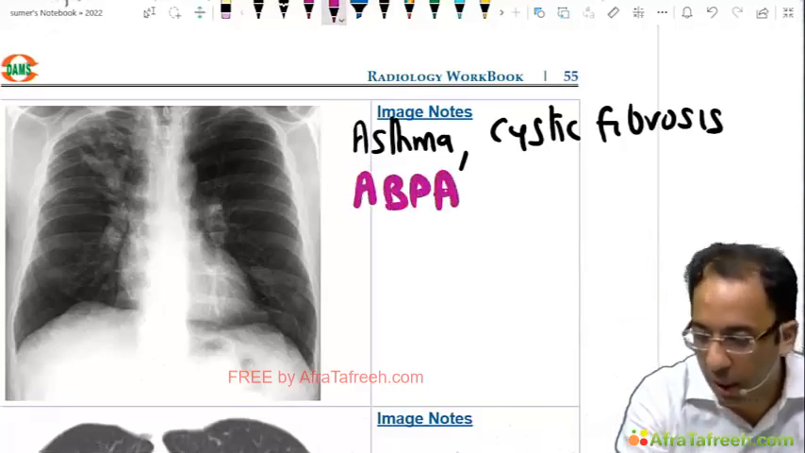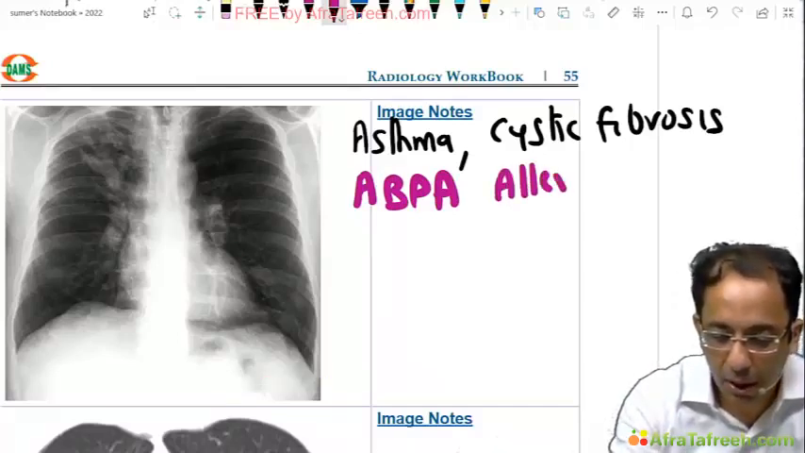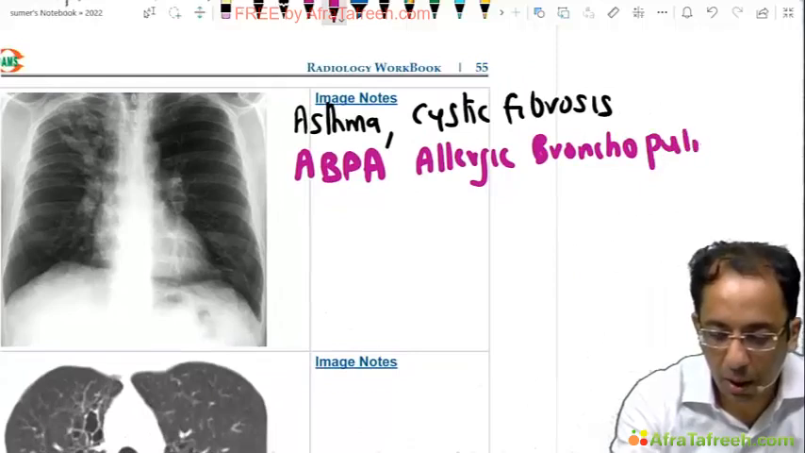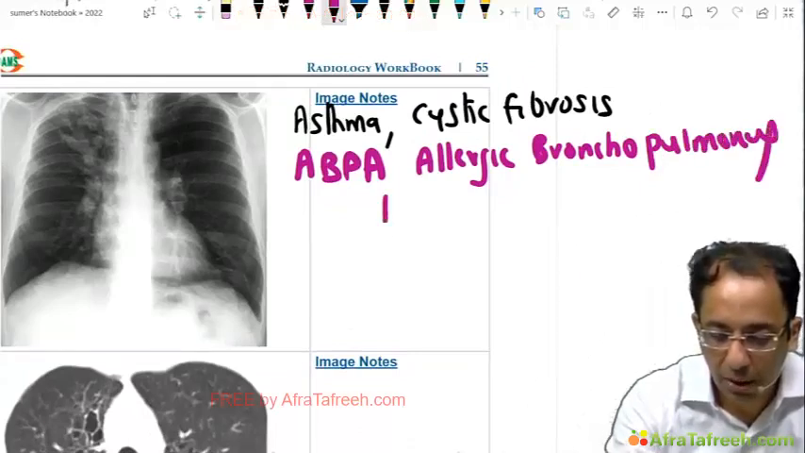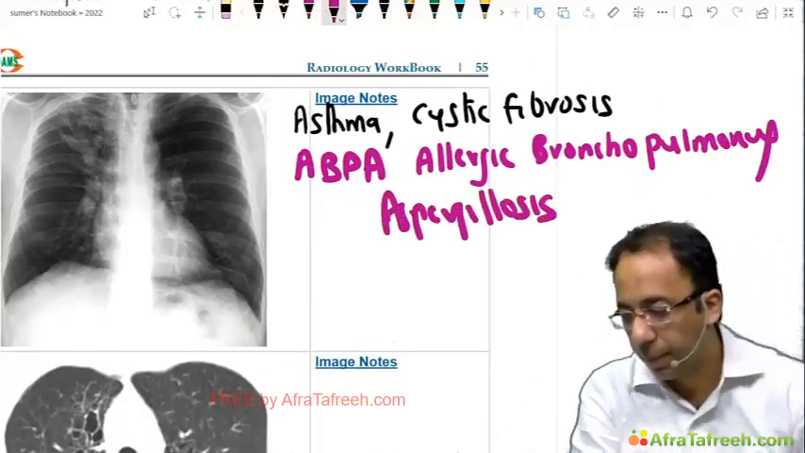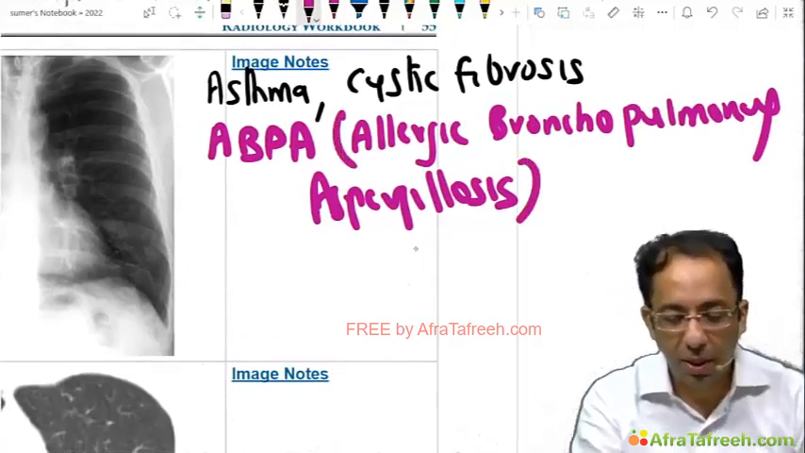What is ABPA? Allergic bronchopulmonary aspergillosis. How will you identify this on a X-ray? Okay. How will you identify ABPA on a X-ray? Anybody? I will explain, beta.